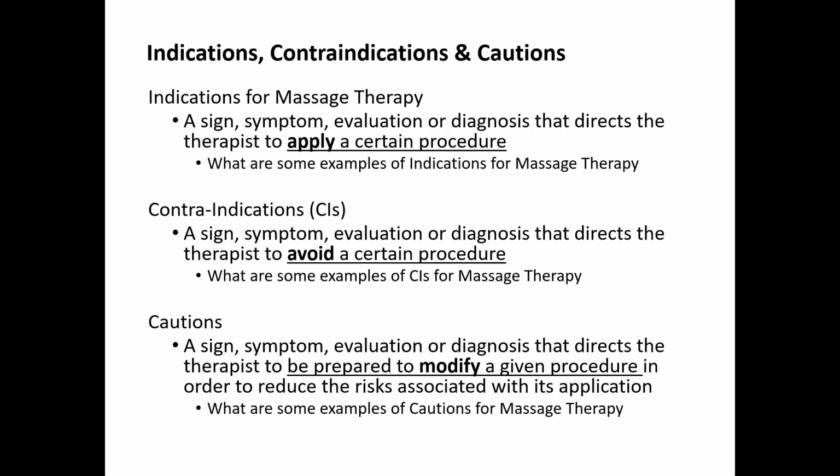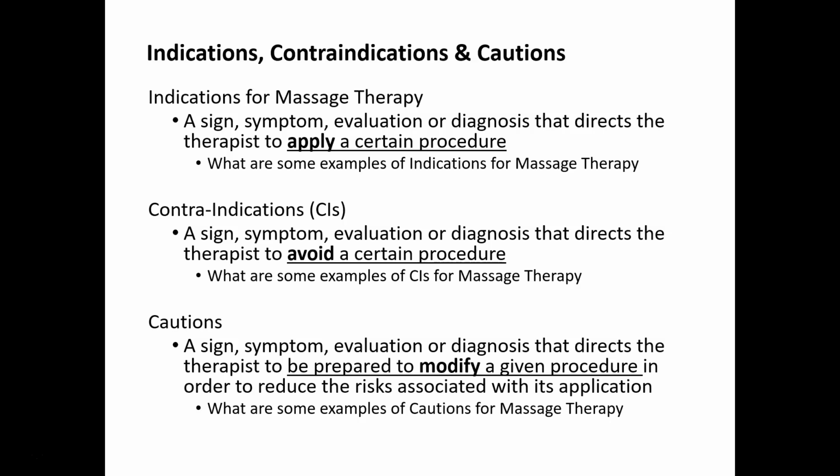So it's a sign, symptom, evaluation, or diagnosis that directs the therapist to avoid certain procedures. I think you've already talked about a few of those, and we can remember we can have a general or specific contraindication, or local. So it could be that the condition that the client has means you can't touch them anywhere at all. Whereas in some cases, they may have something that is associated to a small area of the body, and that area would be contraindicated, so that would be a local contraindication.